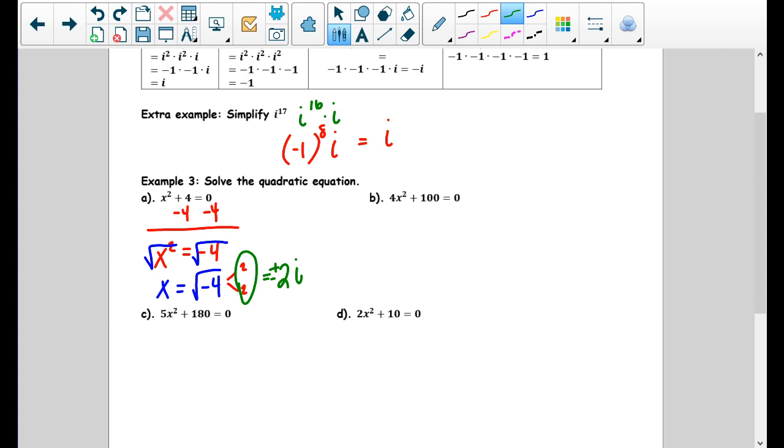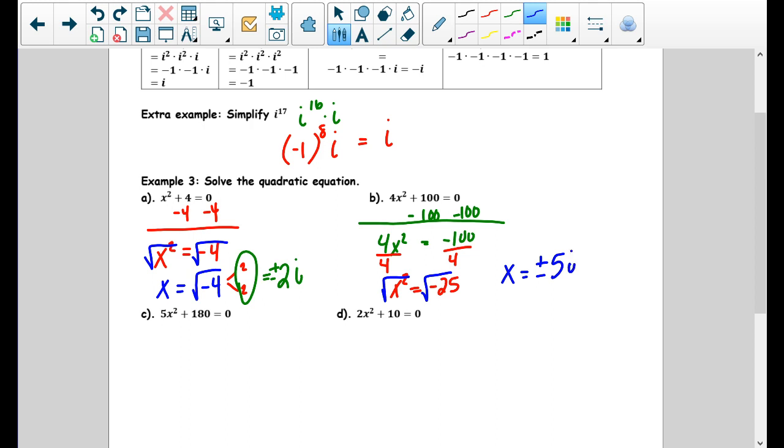Okay? So same idea here. Let's get x squared by itself, so minus 100. 4x squared equals negative 100. Still getting x by itself, we're going to divide by 4. So x squared equals negative 25. Square root both sides. Once I get the square by itself, what's the square root of 25? 5. So plus and minus 5i.